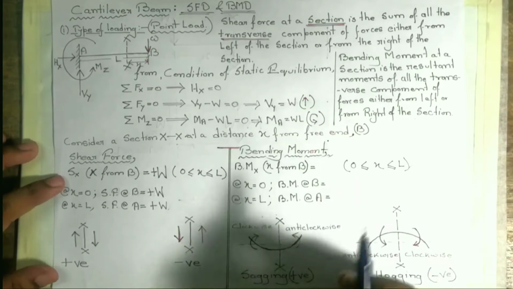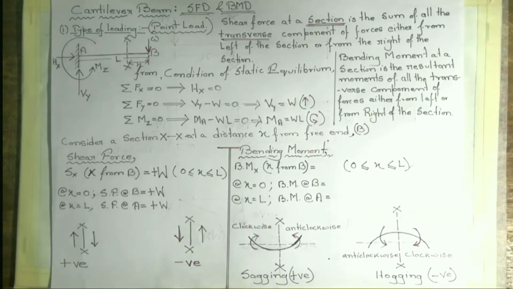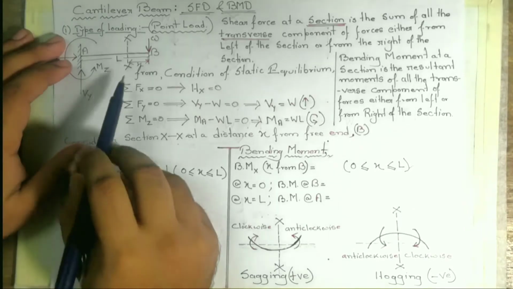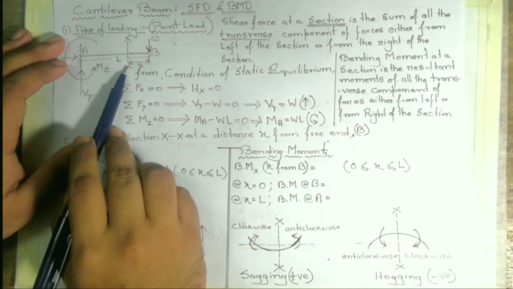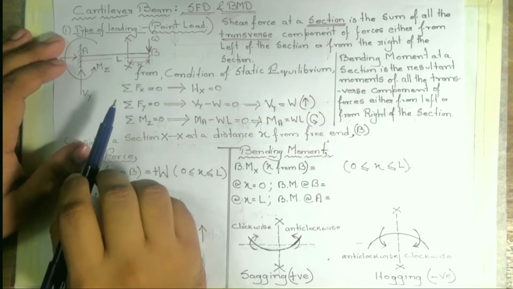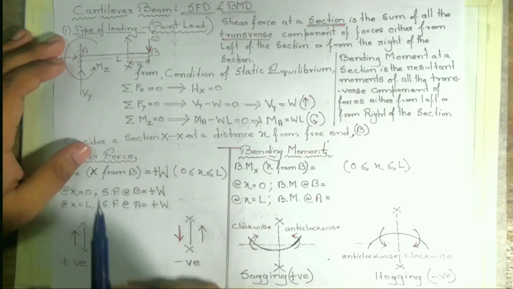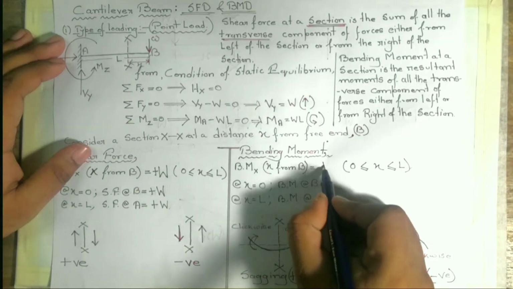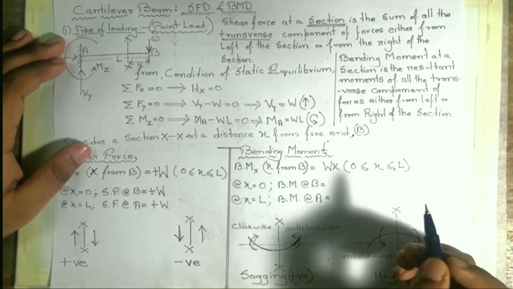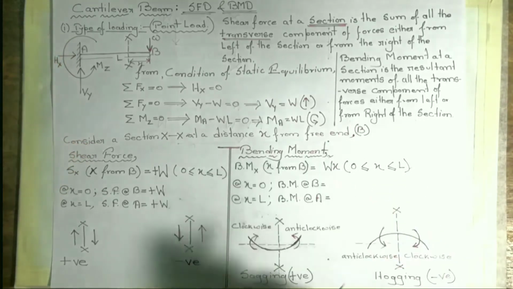Now for the bending moment. If we consider the same section XX at a distance x from point B, that is from the free end, we'll get the moment to be Wx. Now comes the sign convention.